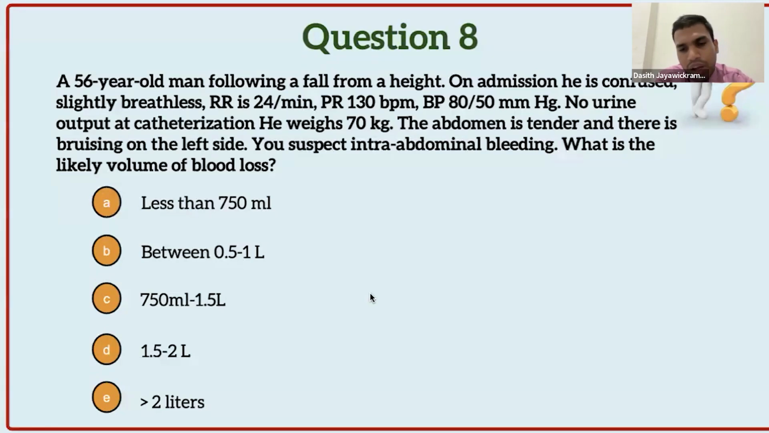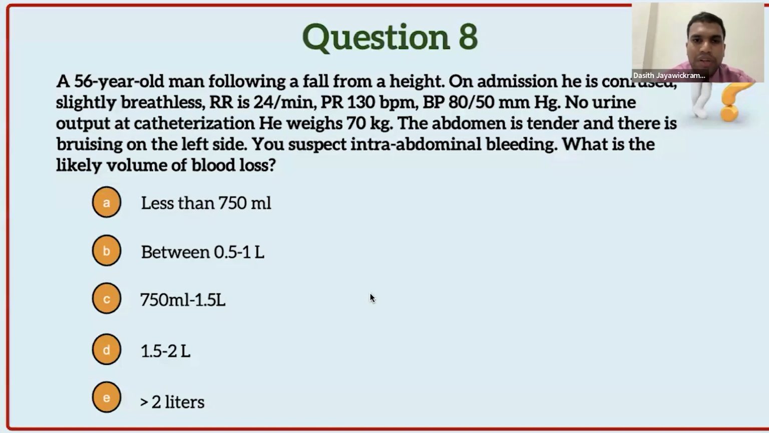Out of that body water, 1/3 is extracellular fluid, and 2/3 is intracellular fluid. That is fluid inside the cell. And out of that 1/3, 1/4 is only the intravascular fluid.